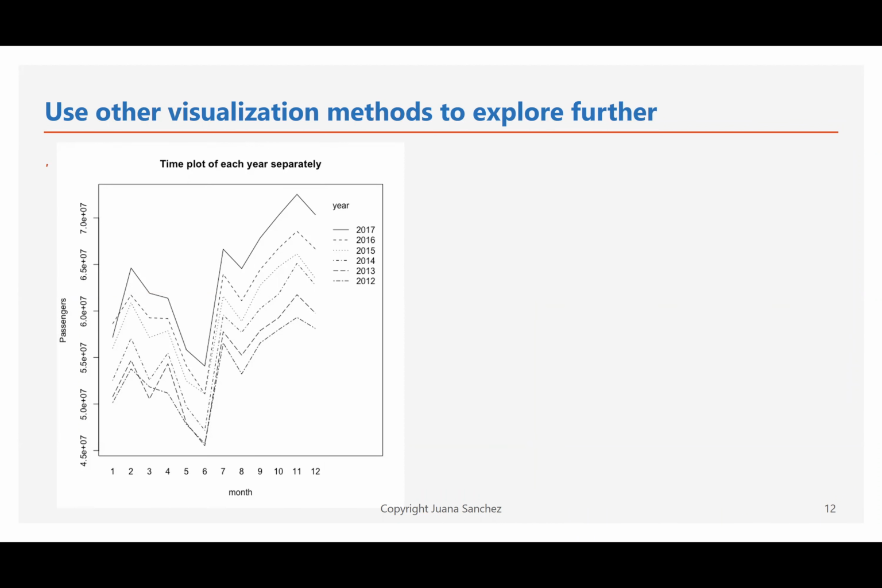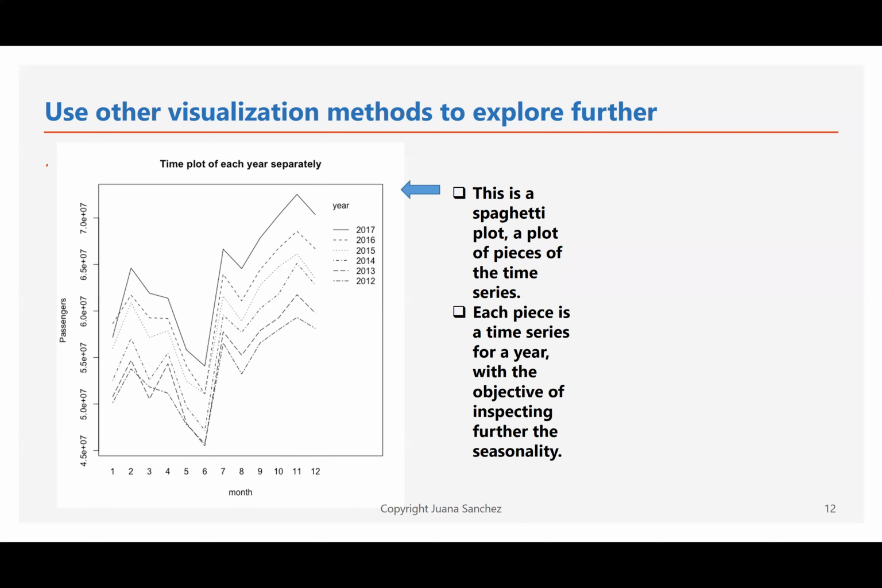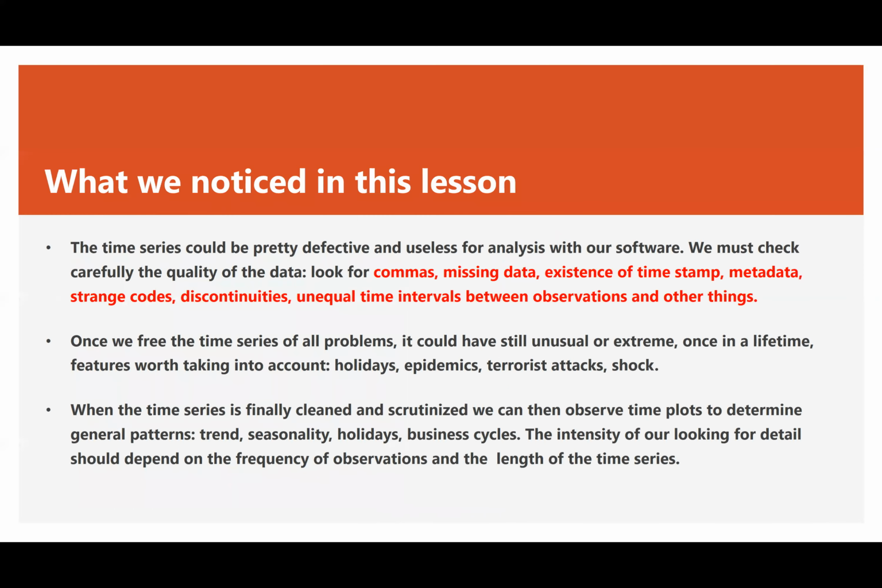If our curiosity leads us to investigate the seasonality further, then we can use spaghetti plots. Split the time series that we were looking at into different segments and plot the segments superimposed on each other. So here we split the series by year. So we observe each year. And now we look at more detail. We look at the months in each year and then compare the years. This is a spaghetti plot, a plot of pieces of the time series. Each piece is a time series for a year with the objective of inspecting further the seasonality.